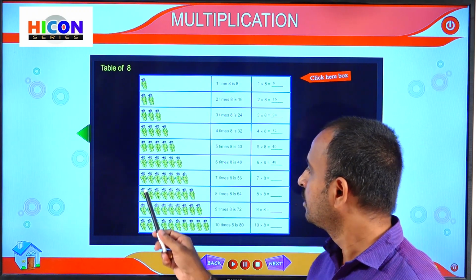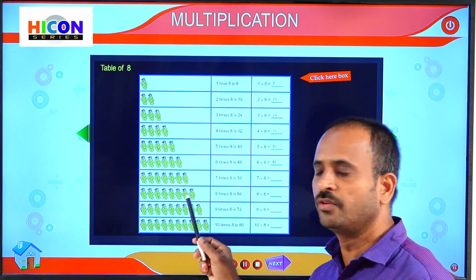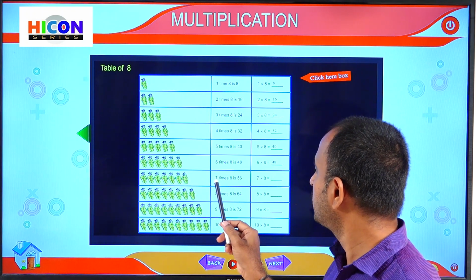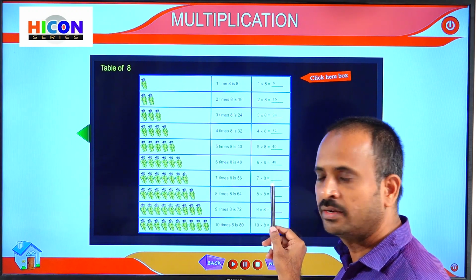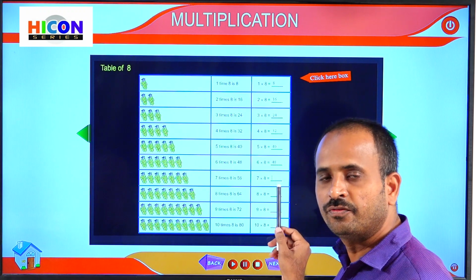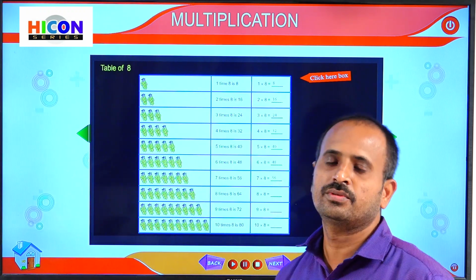So see the next one. So total there are 7 groups. Each group has 8 fruits. It can be written as 7 times 8. So it becomes 7 into 8, 7 eights are 56. So total there are 56 fruits.